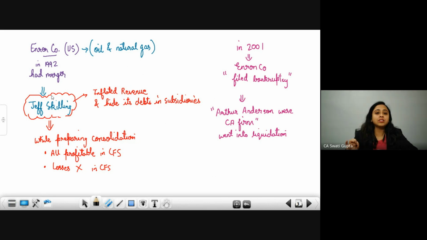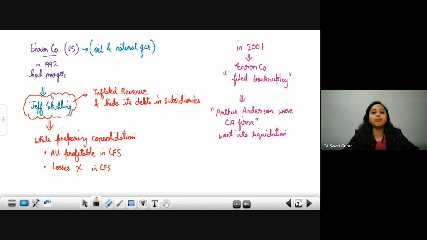In 2003, Arthur Andersen, which was the CA firm, the auditor of Enron company, also went into liquidation. Right now, as you know, there are the big four: KPMG, Deloitte, EY, PwC. Earlier, Arthur Andersen used to be among the big five. But because of this Enron case, it had such a huge impact on the entire market as well as on the firm itself that Arthur Andersen went into liquidation and was dissolved. So there was a huge question on financial reporting.